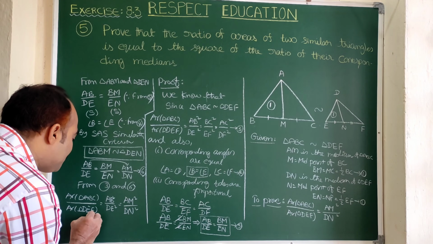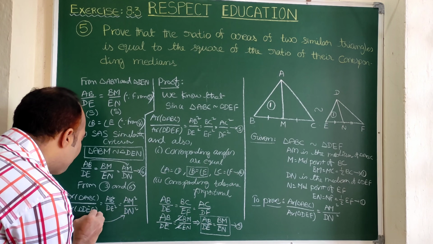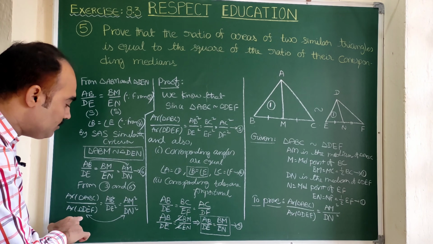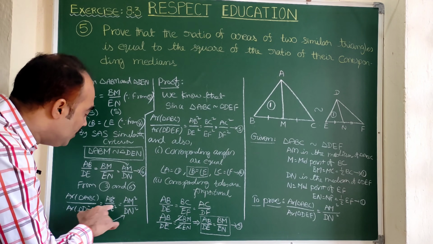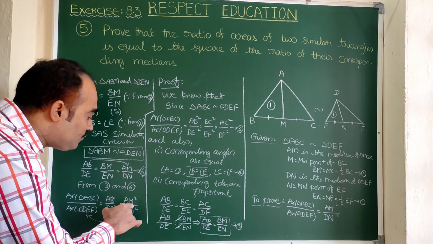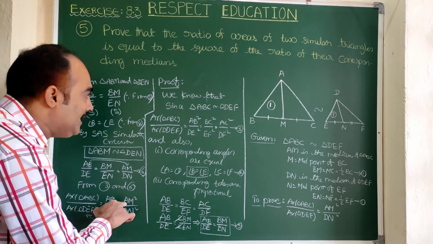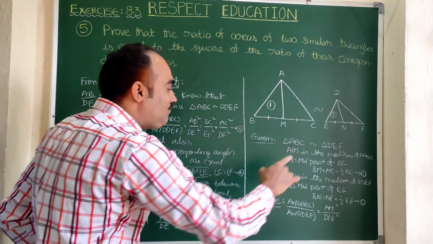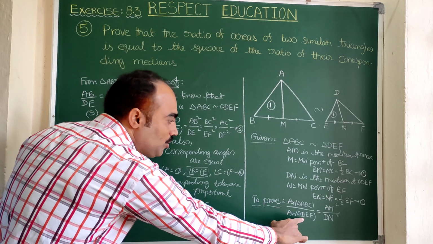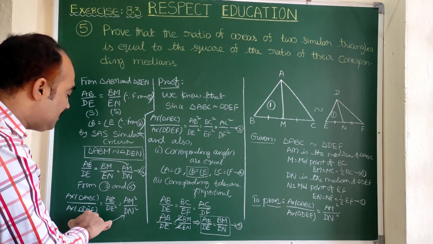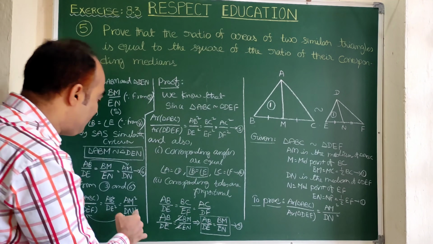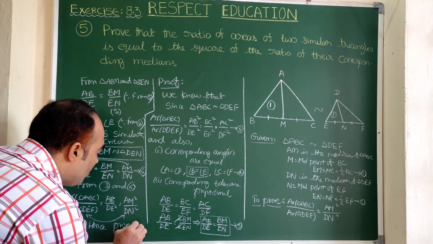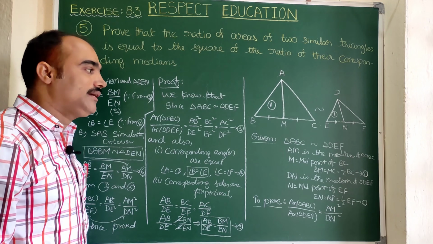Now observe the relation between these two. The ratio of areas of two similar triangles is equal to the ratio of squares of their corresponding medians. Here AM is the median of triangle ABC and DN is the median of triangle DEF. Therefore what is to be proved, we have achieved. Area of triangle ABC by area of triangle DEF equal to AM square by DN square. Hence proved. With this, problem 5 gets completed.